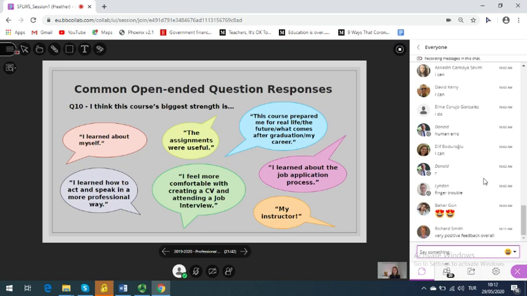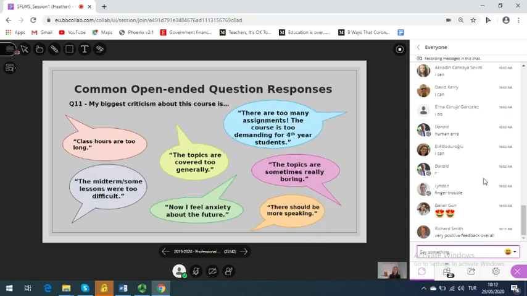They learned about themselves. They learned about the job application process. They felt more comfortable with some of these things because they're going to see these after graduation no matter what. But also, I really liked this one. It was actually a pretty common answer. So it made me feel good, and I never doubted it, but I knew that the teachers were doing well with the course too, and that the students could see that.